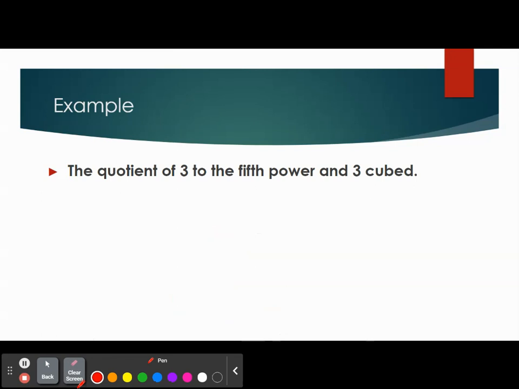This is number 5. Write this statement down: the quotient of 3 to the 5th power and 3 cubed.